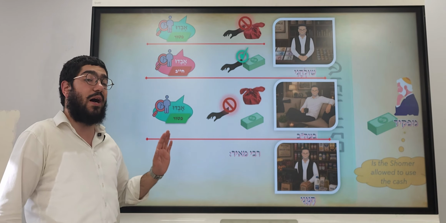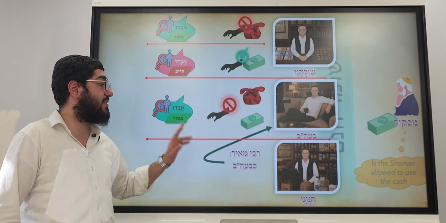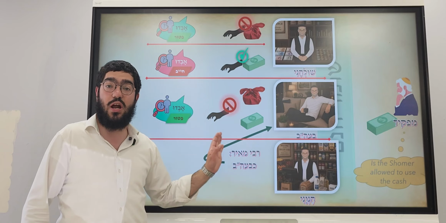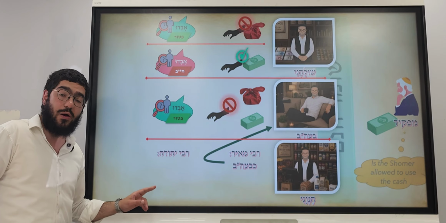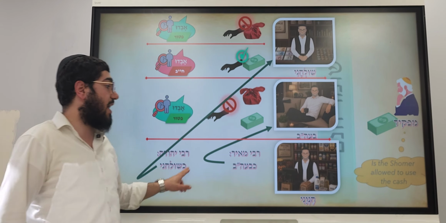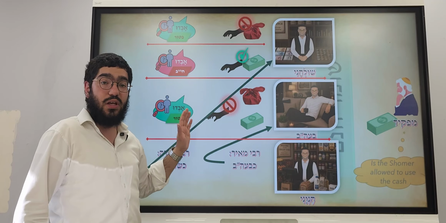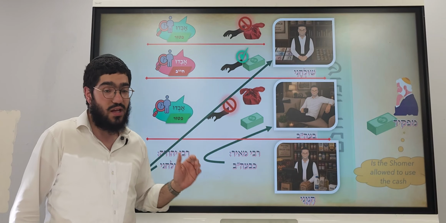So that will be a machlokes between Rabbi Meir and Rabbi Yehuda. Rabbi Meir says a chenvani is like a balabais. A storekeeper is just like a balabais. You should never touch it. According to Rabbi Yehuda, however, a chenvani is like a shulchani. That he's allowed to use it if it's untied. If it's tied, he shouldn't use it. That is the whole Mishnah.